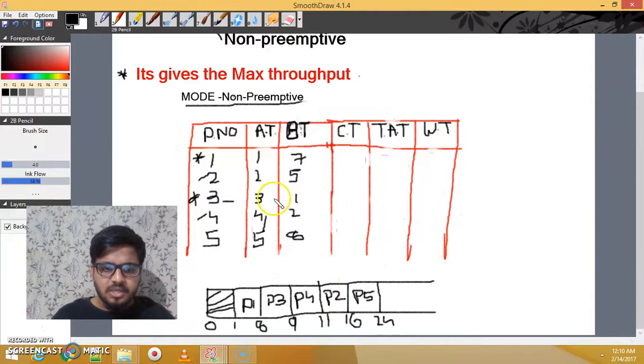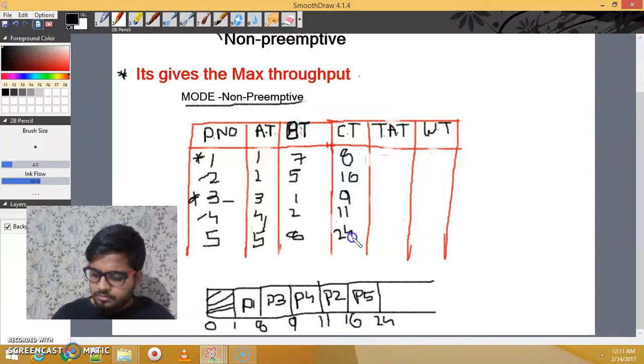So what is the completion time of each process? Process P1 is completed at 8. Process P2 is completed at 16. Look at the Gantt chart and write down the completion time. Process P3 is completed at 9. Process P4 is completed at 11. And process P5 is completed at 24.